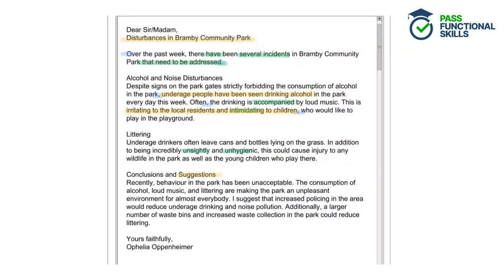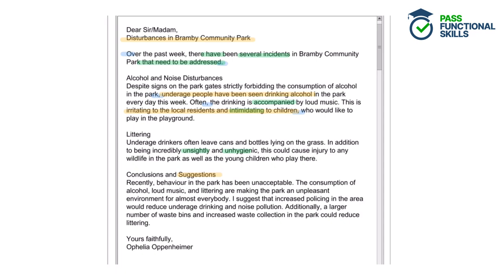If you're ever struggling to add detail, then go back to your plan and see if you can come up with any more ideas that you can fit into your answer in a logical order. You can also try to explain your ideas with reasons. So for example here, we've got, in addition to being incredibly unsightly and unhygienic, this could cause injury to wildlife in the park. So not just saying what has happened, but then giving an explanation. These details will help you to gain higher marks in your answer, so long as they are closely related to the question and the topic that you need to be writing about.